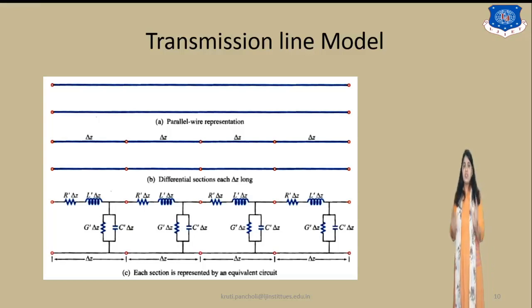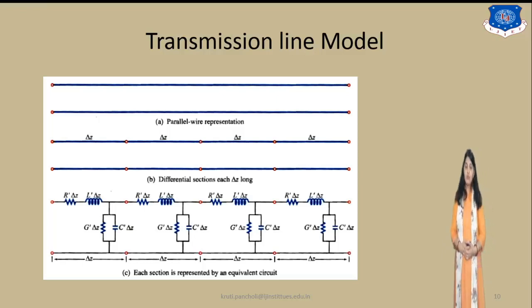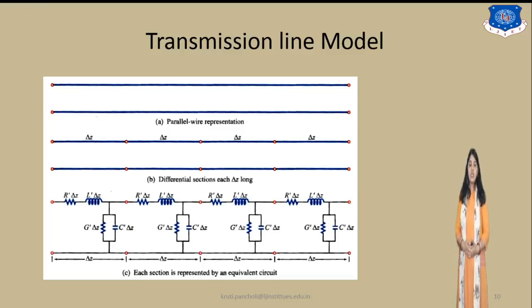So if you consider the small delta Z portion, it has the four primary constants: R, L, G and C. Now if you look at the whole transmission line, it will contain this many components. So it is important that each section has this kind of equivalent circuit, and then we have to do the analysis of such a transmission line model.